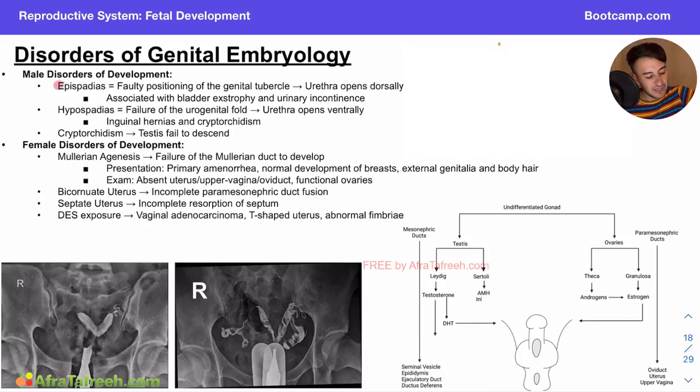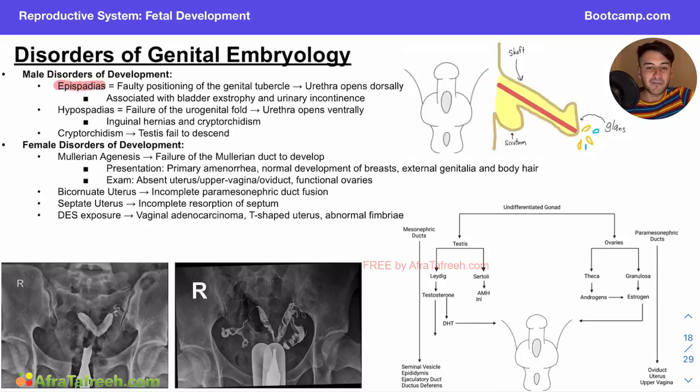We're going to start off by talking about epispadias. So let's go ahead and take a look at my picture here of our developing genitals in their undifferentiated form, as well as my rudimentary drawing of a penis here. You'll see that we have our shaft and we have our glans penis here, and then we have our scrotum, and then this pink line represents our urethra, which is responsible for delivering urine and semen outside of the body.